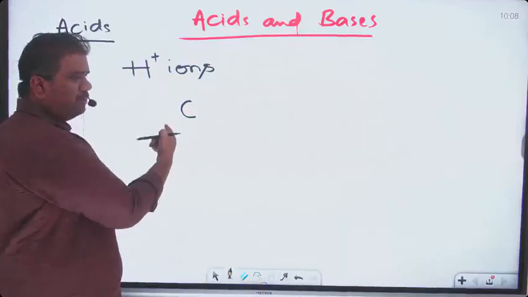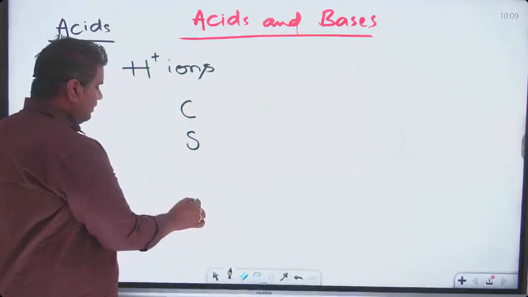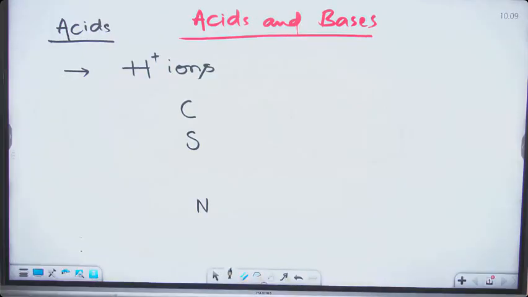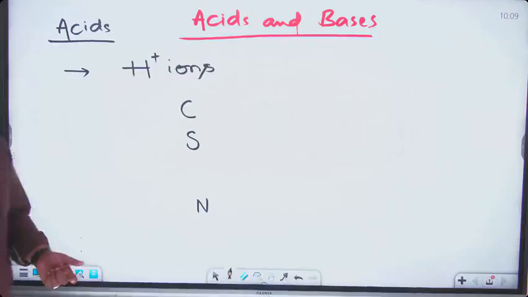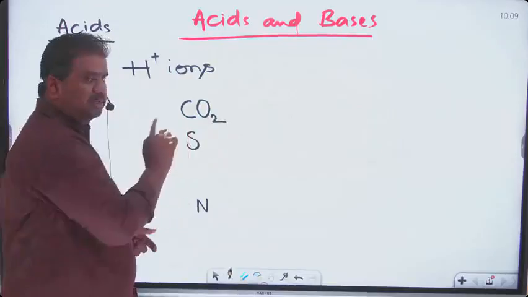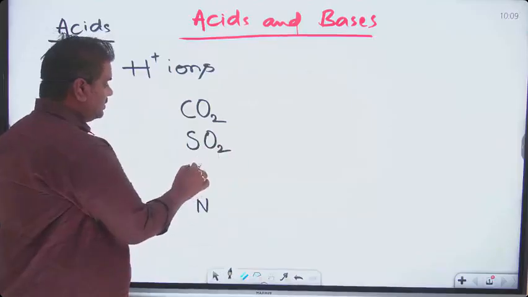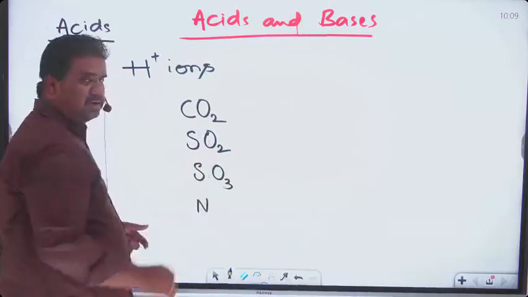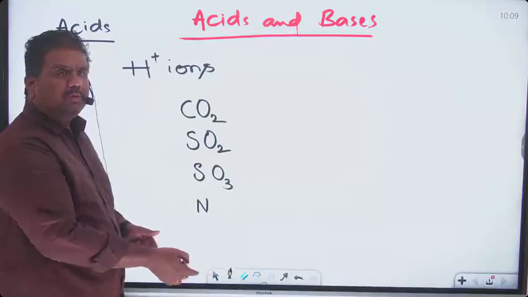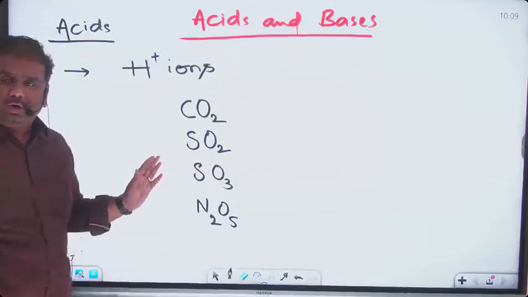Non-metals, what are the examples? Carbon is a non-metal. At the same time sulfur is also a non-metal. At the same time nitrogen is also a non-metal. Now I am talking about the oxides of non-metals. For example, the oxide of carbon is nothing but carbon dioxide. The oxide of sulfur can be sulfur dioxide or sulfur trioxide. The oxides of nitrogen could be NO2, or even N2O5. All of these are oxides of non-metals.